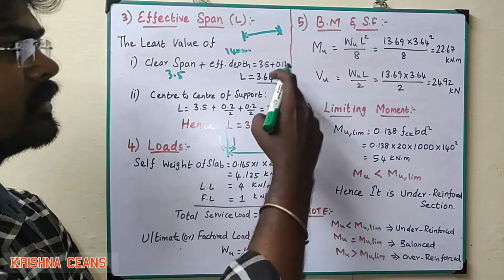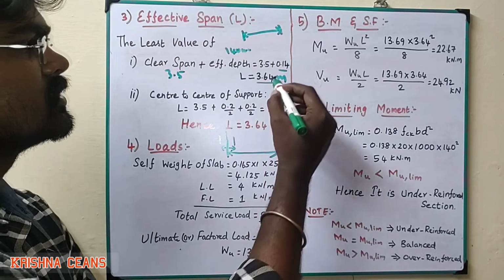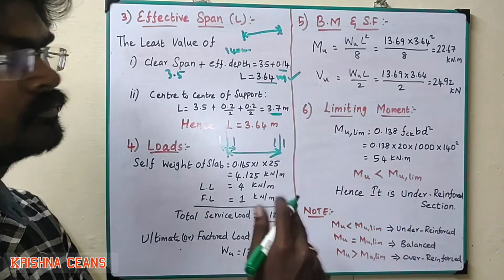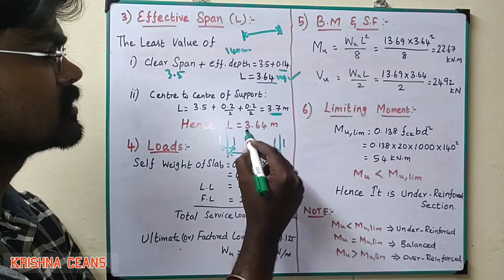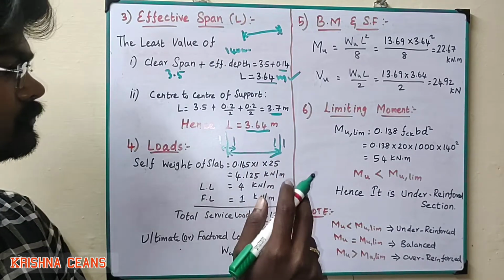So now compare these two values. So this is the smaller one. So this is the least value. So L is 3.64 meter.